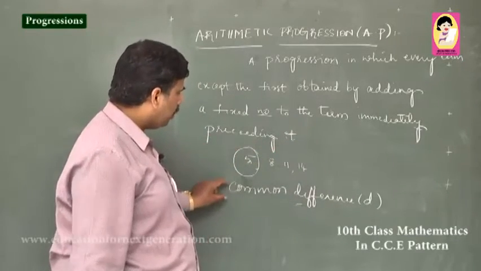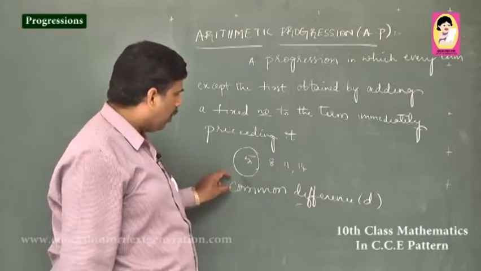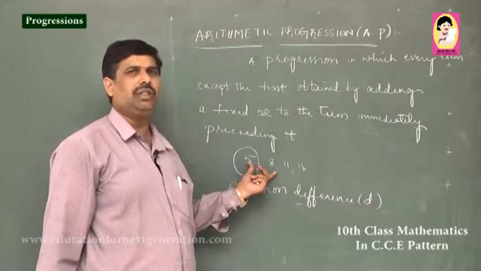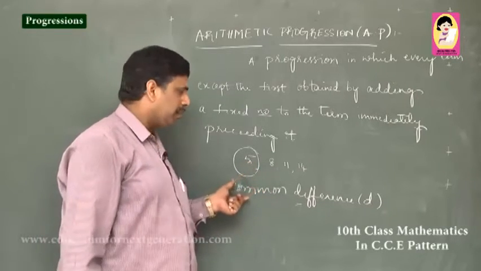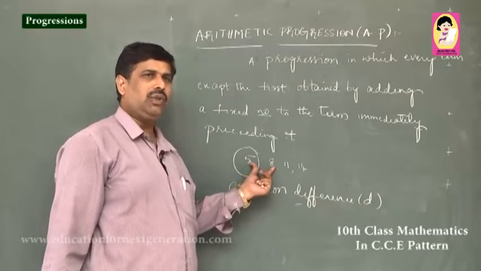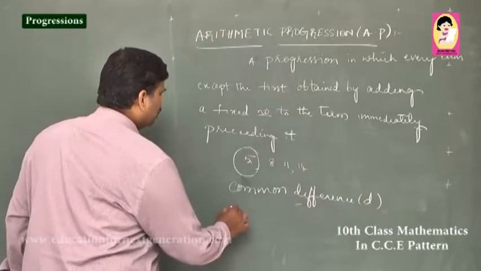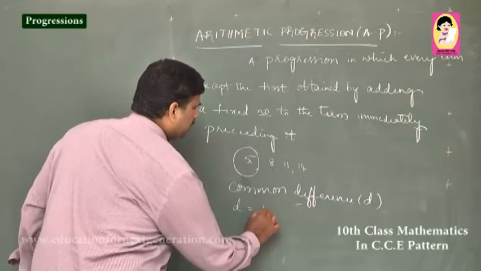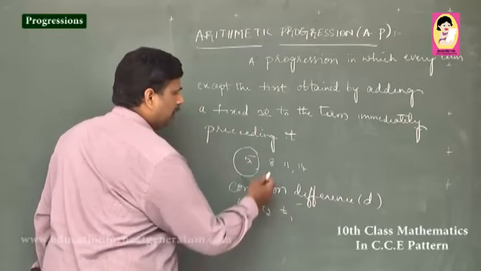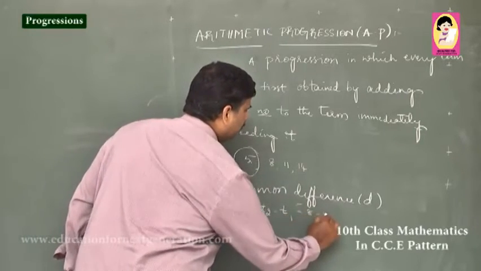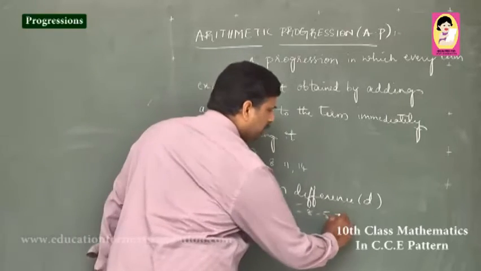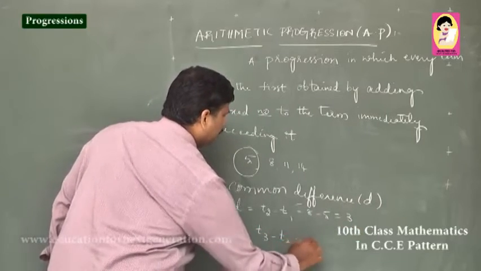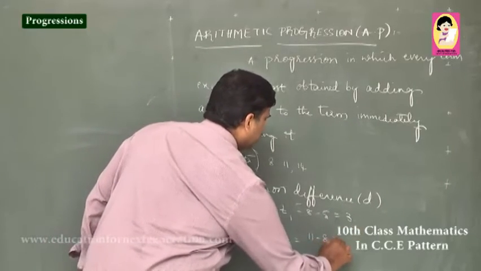Now here, how do you define the common difference? The common difference is the difference between any two successive terms of AP. How do you define common difference? The difference between any two successive terms. So the common difference is D. What is it? It is T2 minus T1. What is our second term? It is 8 minus 5. What is 8 minus 5? It is 3. Same thing here, T3 minus T2. So that is 11 minus 8, it is 3.